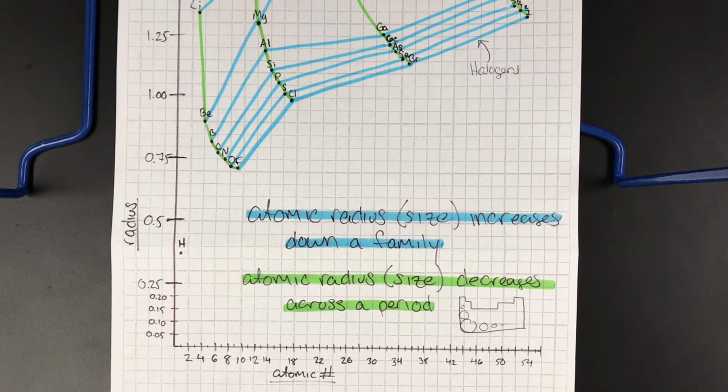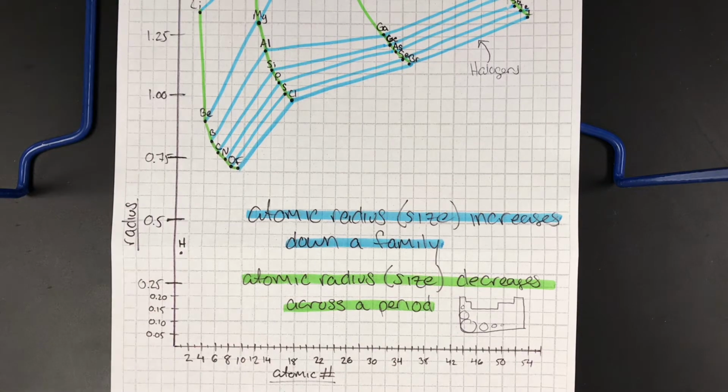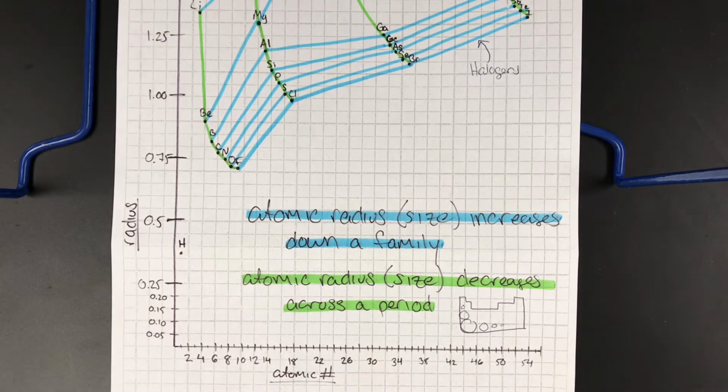Which means an atom with 7 valence electrons is going to hold everything closer and tighter than with only 1 valence electron. So that's why it gets smaller as you increase valence electrons as you go from left to right across the period.